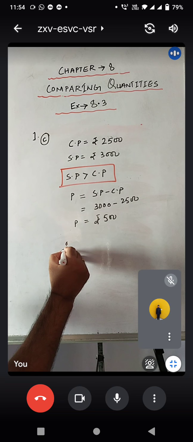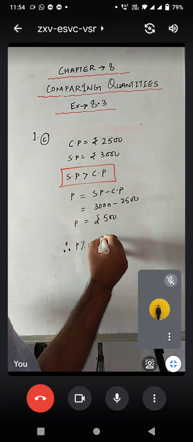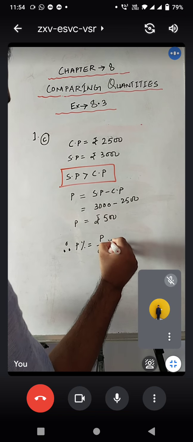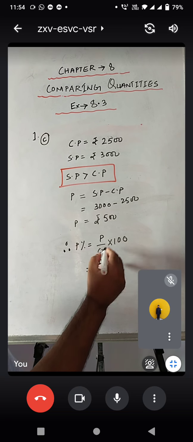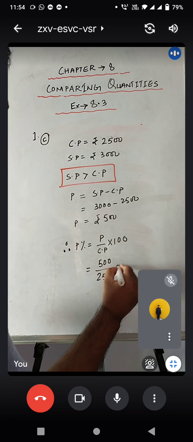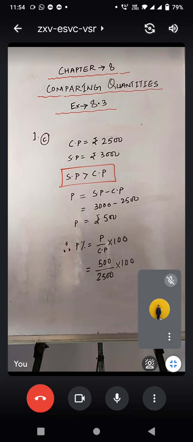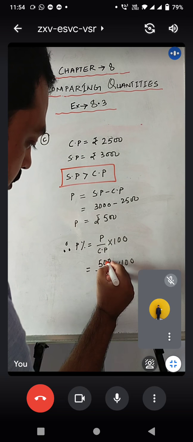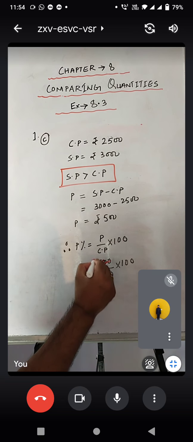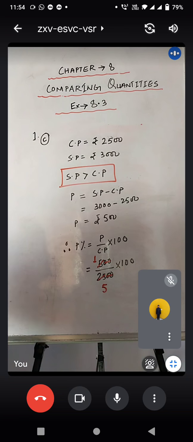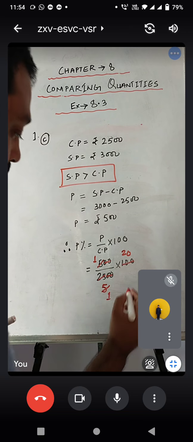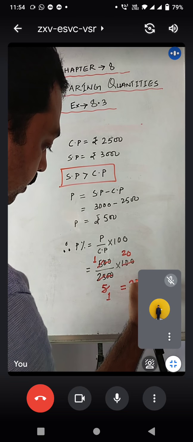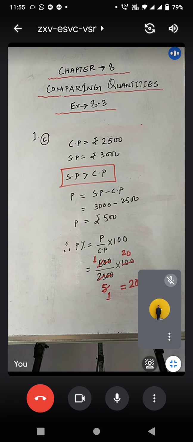Now we have to find out profit percent also. So the formula is profit by CP into 100. Profit is 500, CP is 2,500, and into 100. Now let's reduce the zeros. These two zeros are reduced. So 5 1s are 5, 5 5s are 25, 5 1s are 5, 5 20s are 100. So your required answer is 20%. So your profit is 20%, and this is the solution of sum number C.